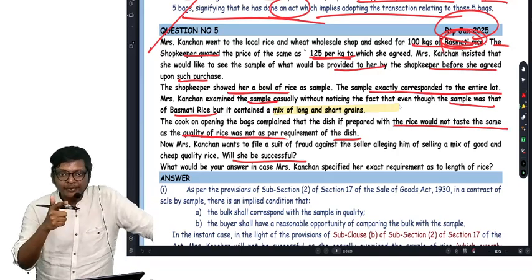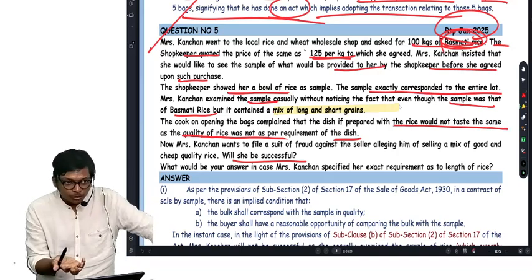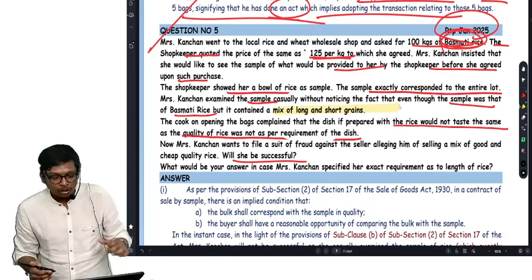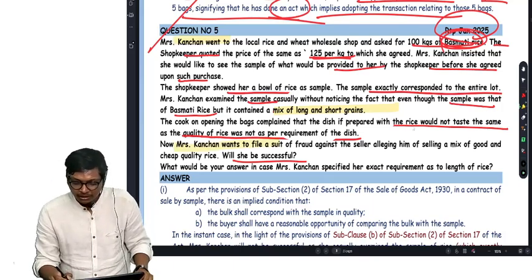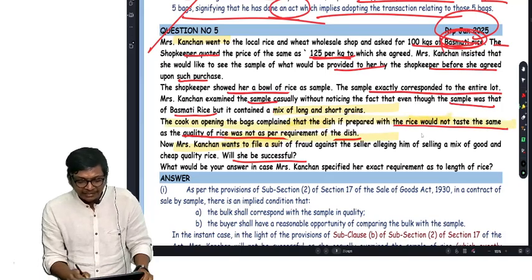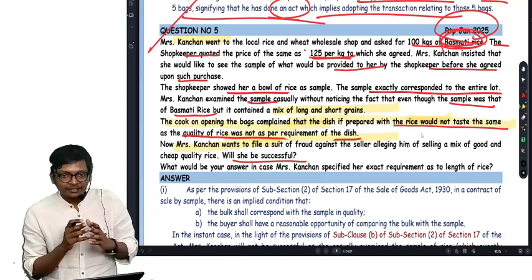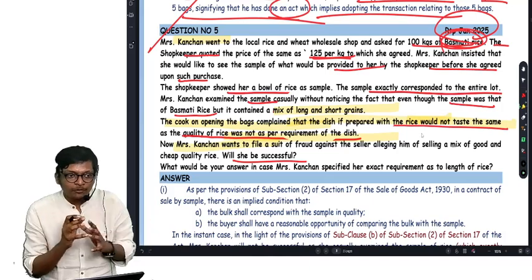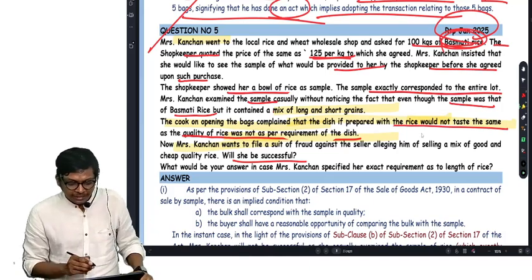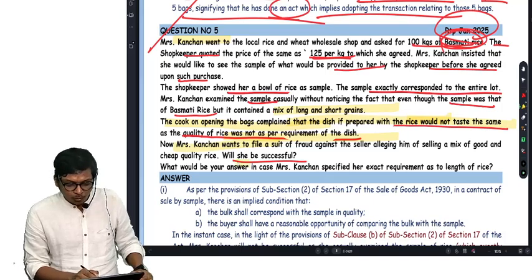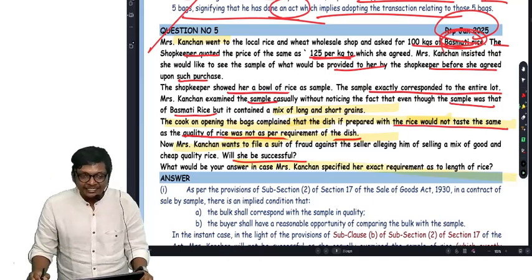So you did not check the sample properly. The sample given to you itself has short and long grains. Now Kanchan suddenly, after the purchase, after opening the bag, complained that the dish prepared with this will not taste good. Biryani, everything should be long grains, or everything short, not a mix of both. Okay, so here they are saying, now what will be your answer? Will Kanchan succeed in her case?